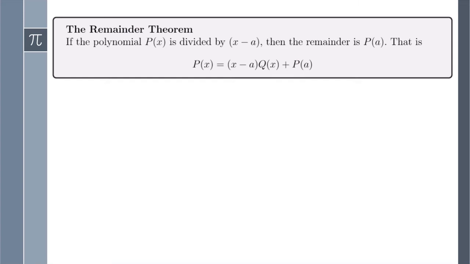Now there's a theorem called the remainder theorem, which says that if a polynomial p of x is divided by x minus a, the remainder is given by p of a. Or if you substitute x with this a, or evaluate the polynomial function at a, that gives us the remainder when we divide the polynomial by x minus a. Okay, so p of x equals x minus a times q of x plus the remainder.